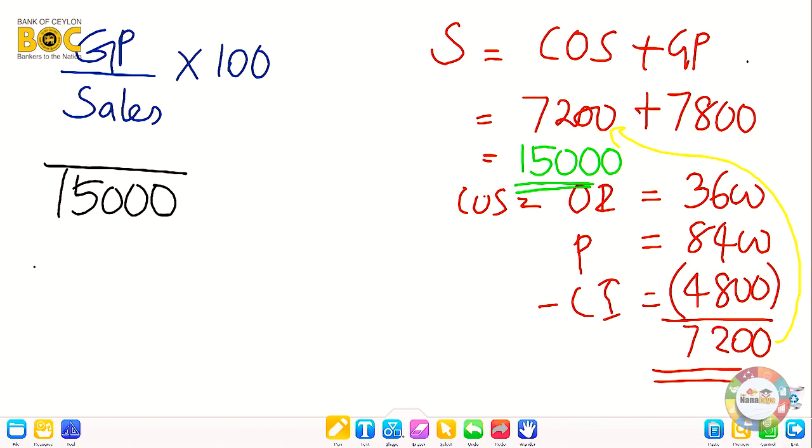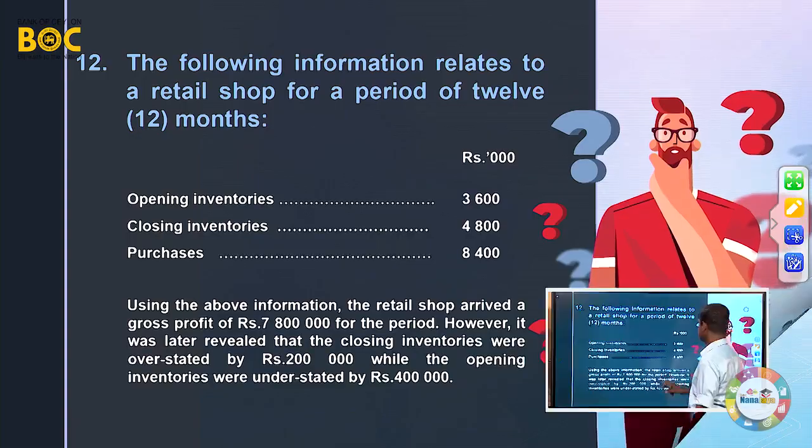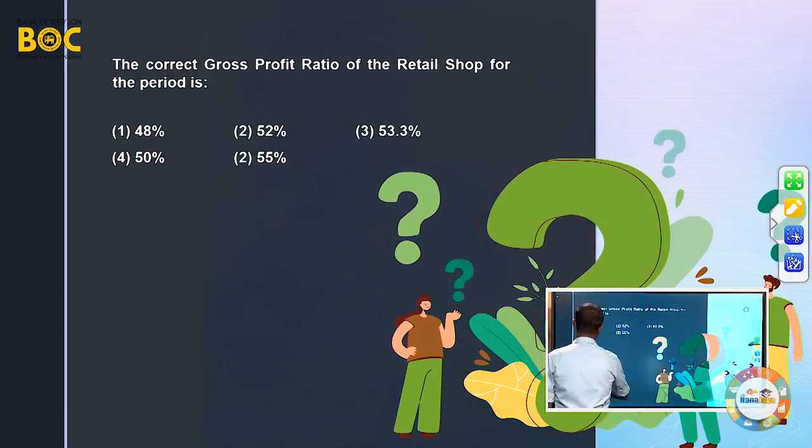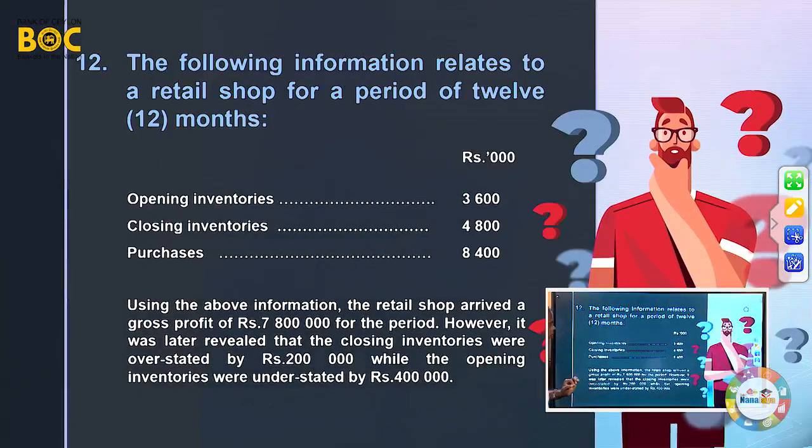Now the gross profit. How to calculate the gross profit? If you go back to the question, the question wants the correct gross profit. So this 7,800,000 has two mistakes due to the inventory adjustments.